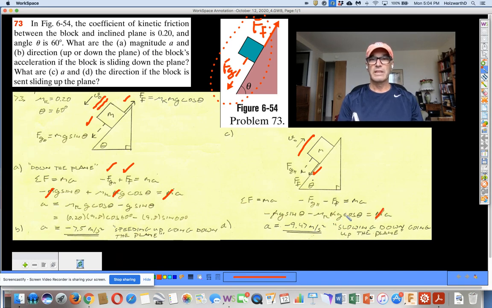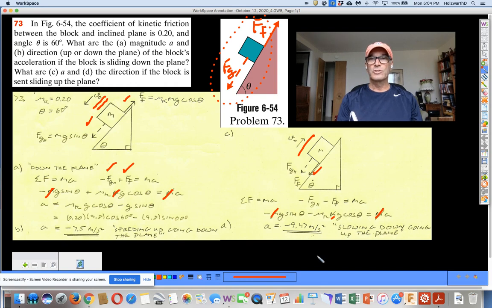Sure enough, the masses cancel again. And I'm going to assume that we're just going to add these two quantities together to get the acceleration. So negative 9.47 meters per second squared. So it's slowing down going up the plane. That negative sign indicates it's a deceleration, but the way I have it drawn, the way they're asking us to determine the acceleration, magnitude, and direction, the block is moving up the plane initially.